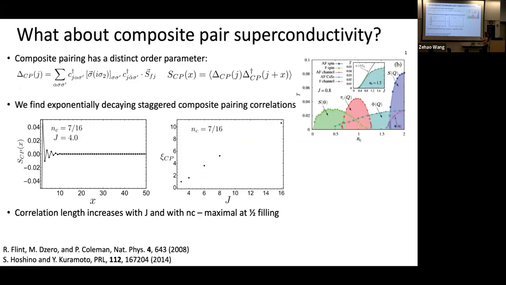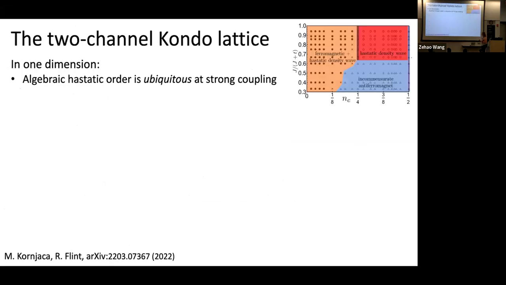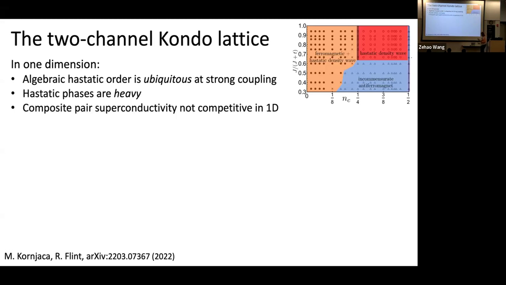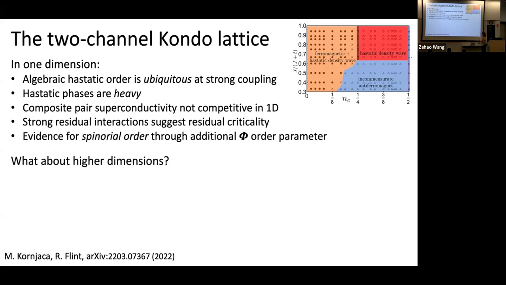All right, I should just say we don't find composite pairing. We looked for it. And that leads me now to my conclusions, which is what we know about the 2-channel Kondo lattice. So in 1 dimension, we find algebraic static order. If you have strong enough coupling, you basically always have that, except at this one point, which you can solve exactly in quantum Monte Carlo, where you have antiferromagnetic insulating order. But we find that they're heavy, all of them. We don't find composite pair superconductivity in 1 dimension. It's exponentially suppressed. And we do see evidence of residual criticality and evidence for spinorial order.